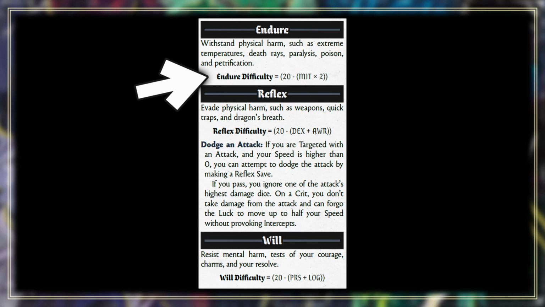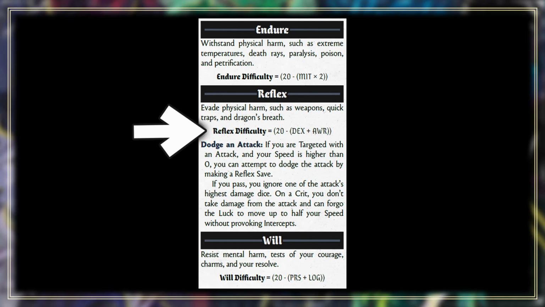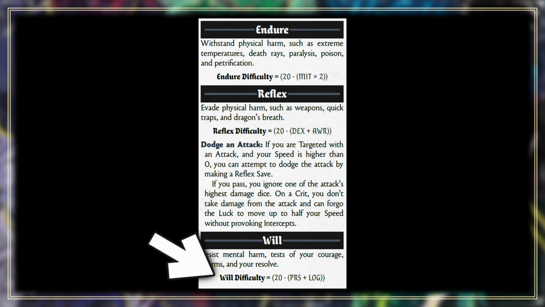Also, your saves. In the same area for stats are listed your saves. You do not assign any points to these directly. Your 3 primary saves are generated by a mixture of your stats. Endure is 20 minus twice your might pool. Reflex is 20 minus the total of dexterity and awareness. And will is 20 minus the total of presence and logic.